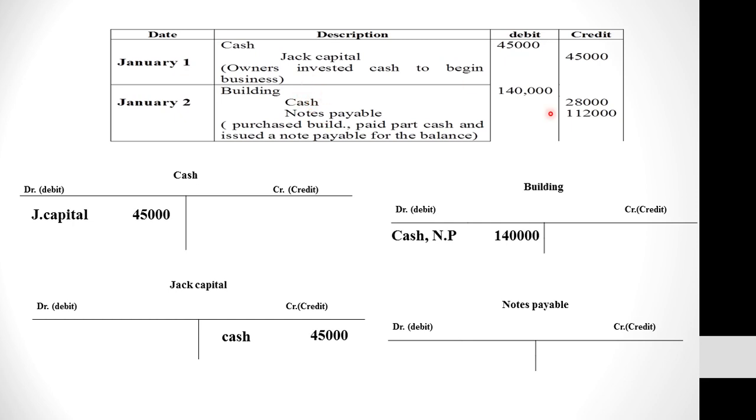Then move to cash. Cash equals 28,000 in the credit. We're going to move to the cash account. In the credit side, we're going to place 28,000 and write beside it building. Then we're going to move to notes payable. Notes payable equals 112,000 in the credit. This is the T account for notes payable. In the credit side, we're going to place 112,000, and beside it you're going to write building. This is how we post or transfer the figures from the journal to the ledger.